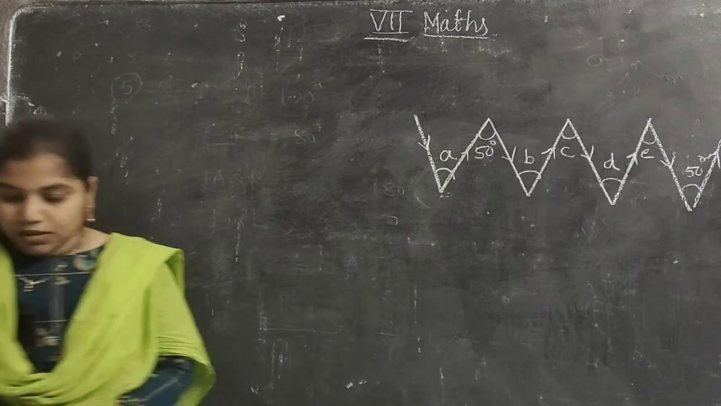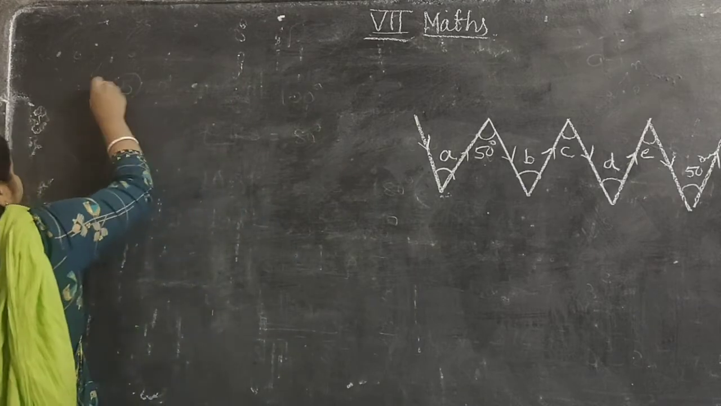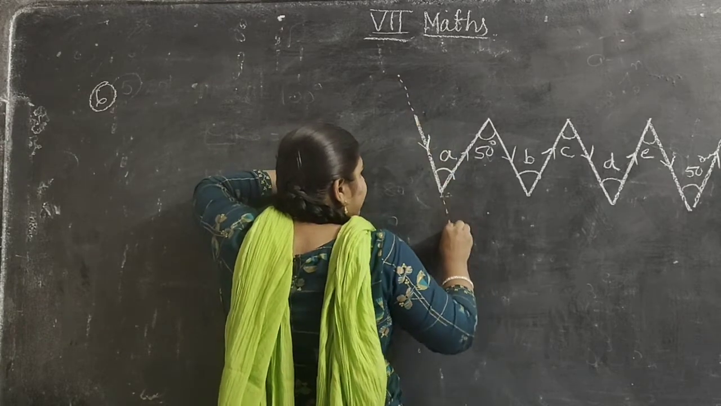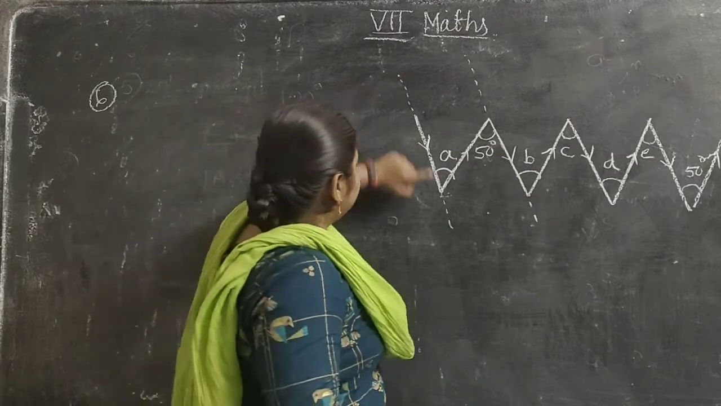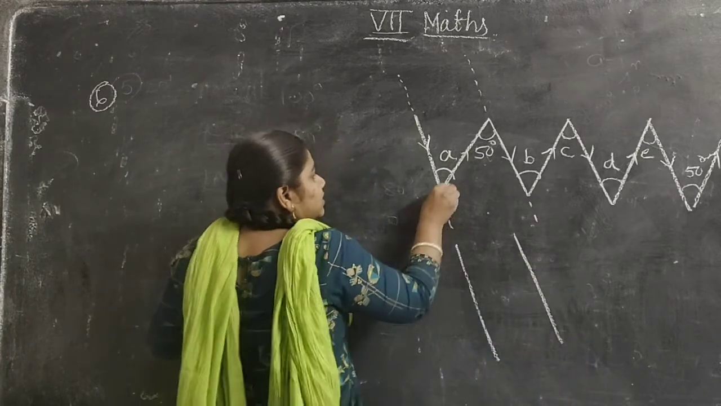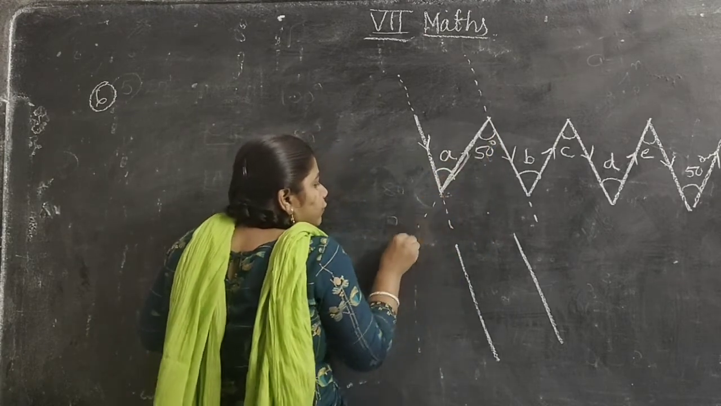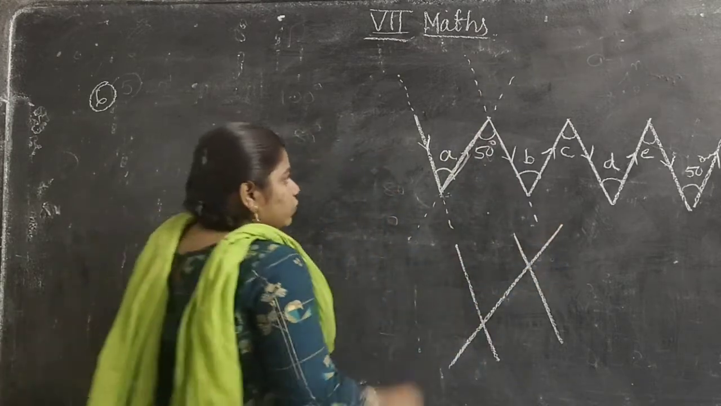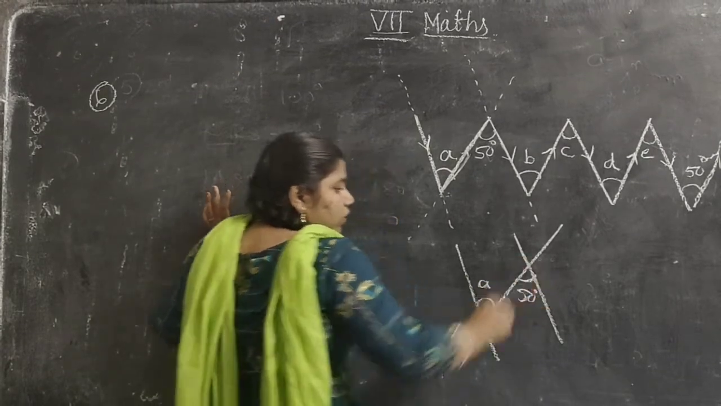So how to find this? First I am finding the angle A value. So I am extending this line and also I am extending this line. So it has been formed in this way. And this is a transversal because it is intersecting at two different points. If you extend like this, this is a transversal. Okay, so where is angle A? This is angle A and this is the 50 angle.